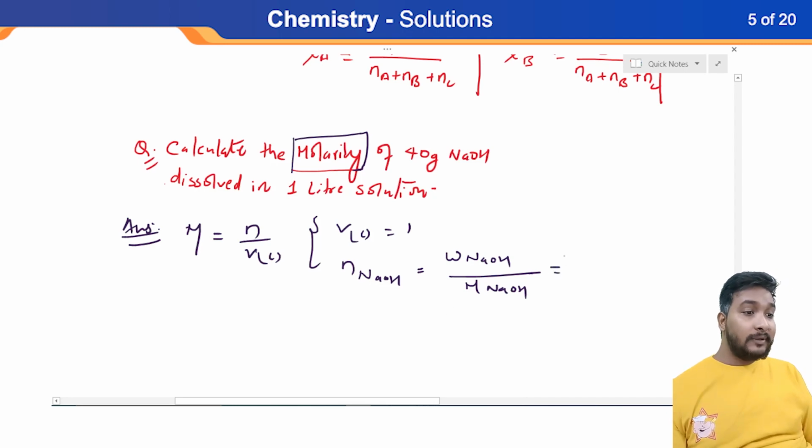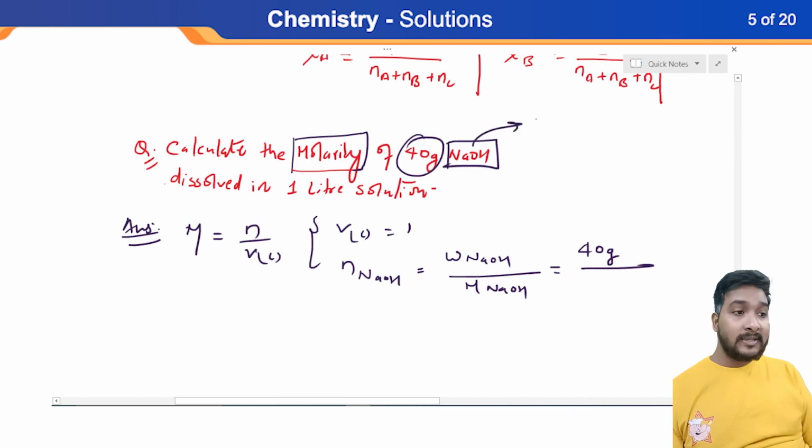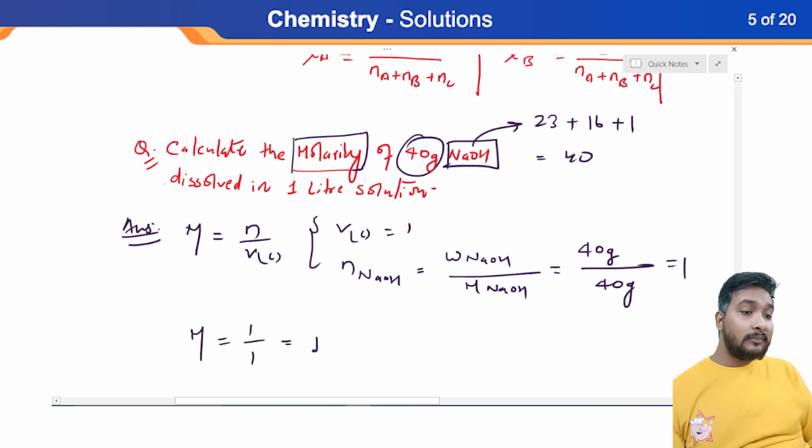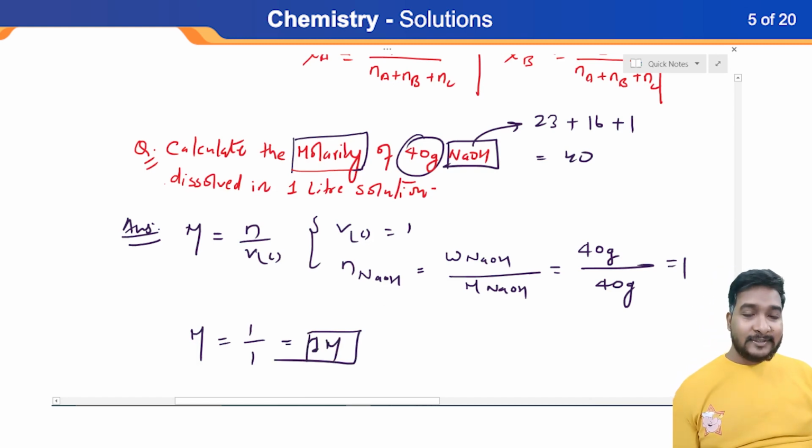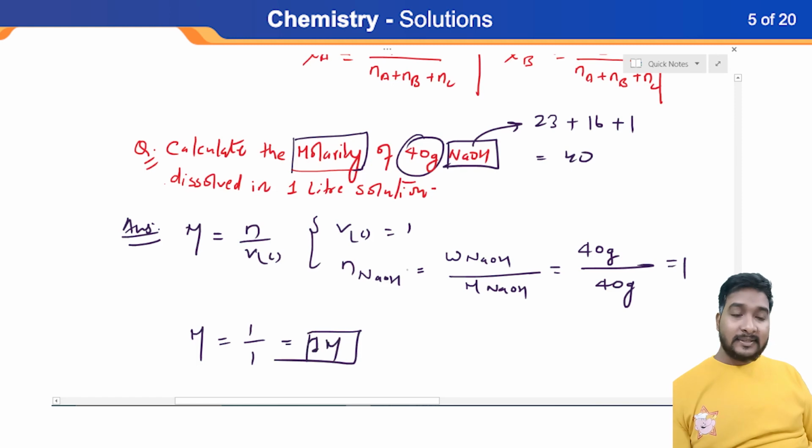The weight of NaOH is given, that is 40 gram. And what is the molecular weight of NaOH? Sodium is 23, oxygen is 16, hydrogen is 1. So the answer should be 40 gram. So 40 by 40. Now what should be the molarity? 1 by 1 is equal to 1 M. Answer. So this is a very simple question, of course, but you can solve tougher questions by practicing these kinds of simple questions.